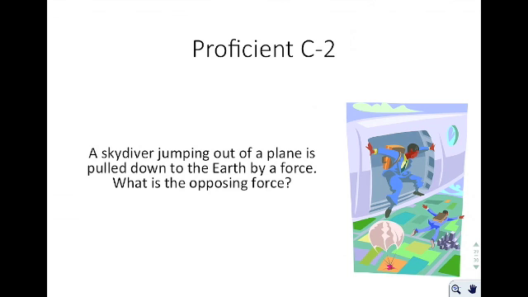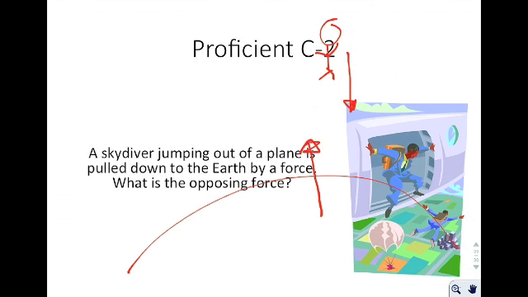It says a skydiver jumps out of a plane and is pulled down to the earth by a force. What is the opposing force? This is a tricky one, and people have a hard time with it. Here is the earth, and there is a gravitational force pulling this person towards the earth. What is the equal and opposite force? People tend to go to air resistance because it's what pushes up against the person. But remember, the equal and opposite reaction force has to act on another object, so it's not acting on the person. In this case, it is the force that is pulling the earth up towards the person.